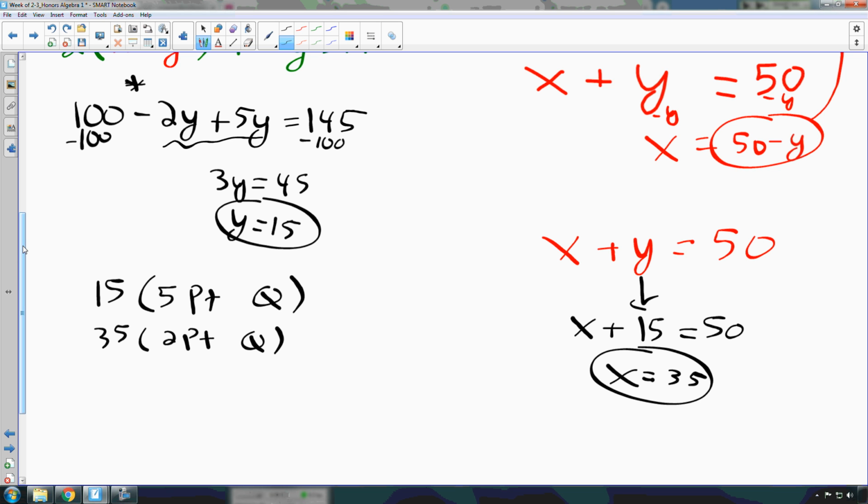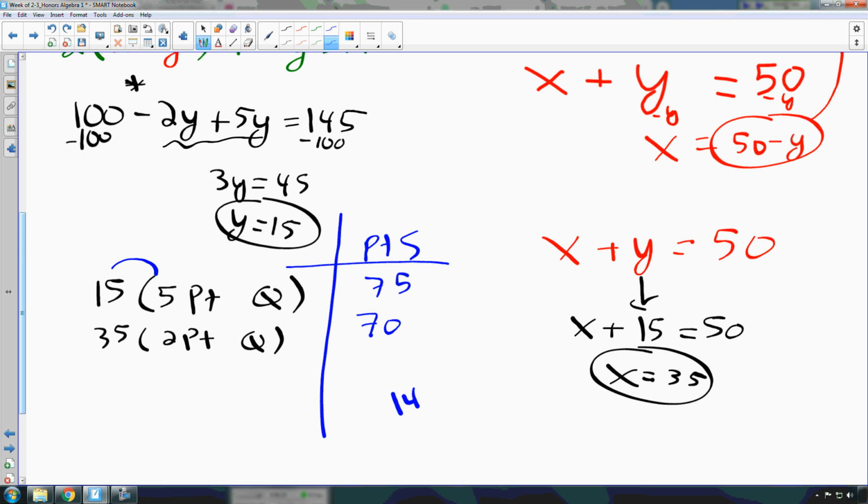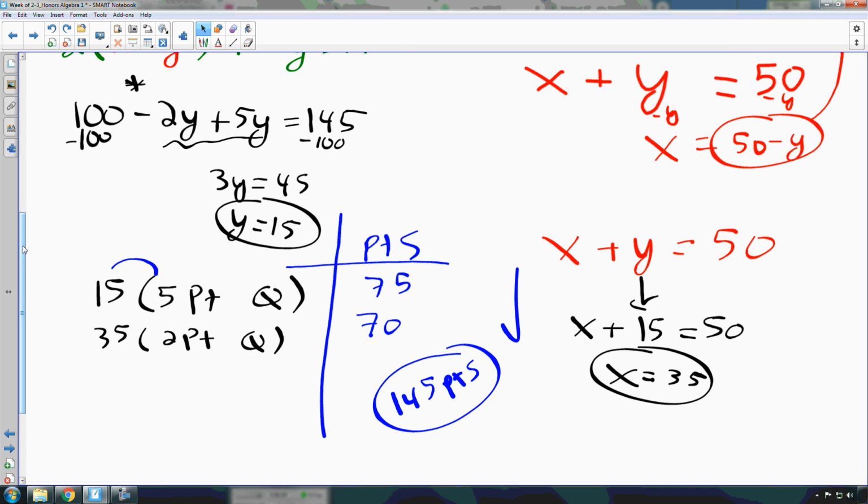The question is, does it add up to 145 points, this test? So 15 times 5, how many points is that? Well, that's actually going to be, I think, 75 points in 5-point questions. And then this is 35 times 2, that's 70 points. So that's a total of 145 points. So we know that we are in good shape. We've solved the system of equations correctly.